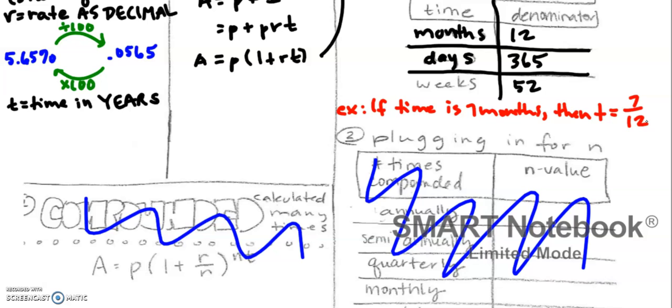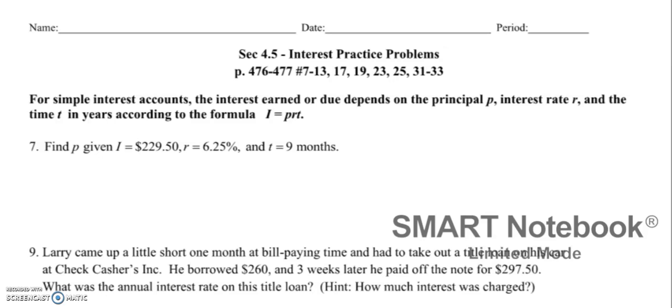And then on your homework sheet, since we didn't get to most of the notes, these are the only problems you're responsible for right now on your homework: number 7 through 13. That's the only simple interest.